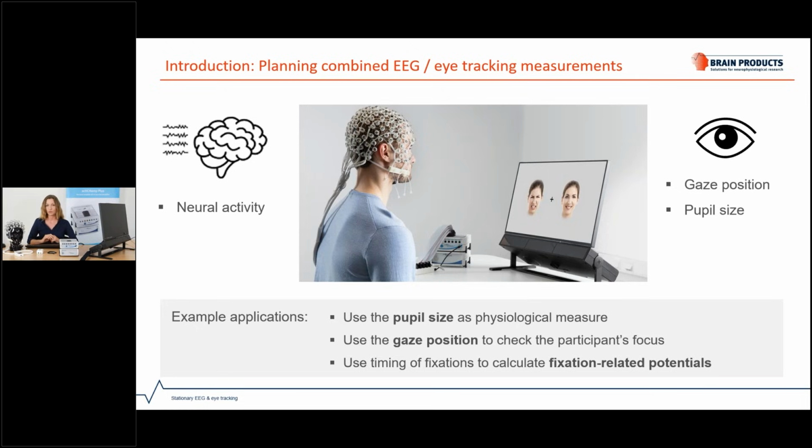So you might want to know when precisely the target is found in a visual search task, so you need to know the precise fixation timing on the target. Or for example, in a reading task, you might want to know exactly when a certain word is fixated with the eyes. Of course, we cannot know this information with EEG alone, but we would need simultaneous eye tracking to gain this information and then use it for our EEG analysis. And then we can, for example, calculate fixation-related potentials.